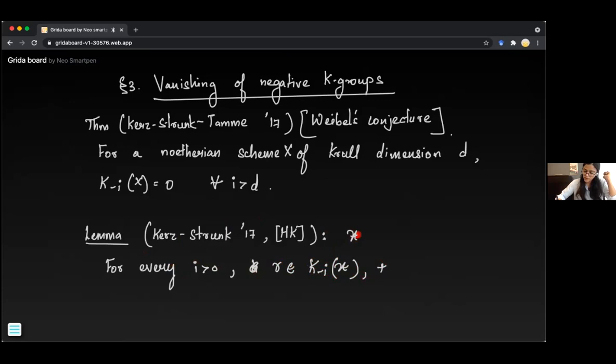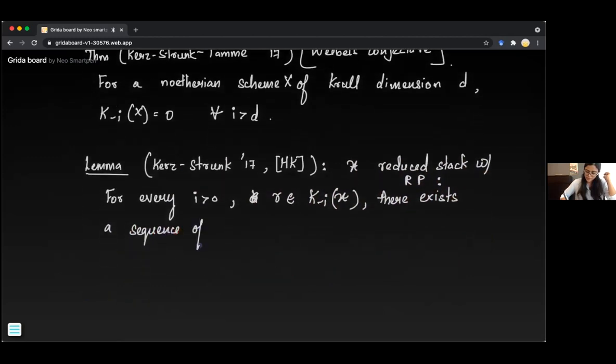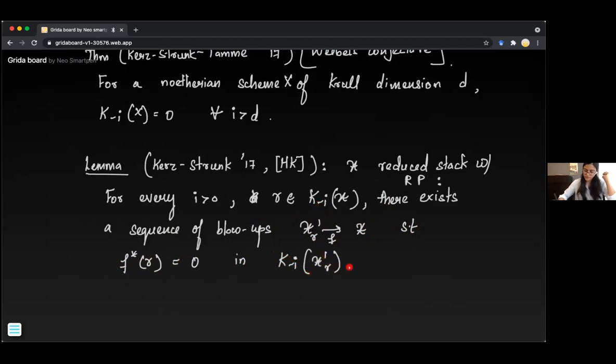So X has to be a reduced stack with the resolution property. Then there exists a sequence of blow-ups X prime to X such that the pullback of this class is 0 in K minus I of this X prime.